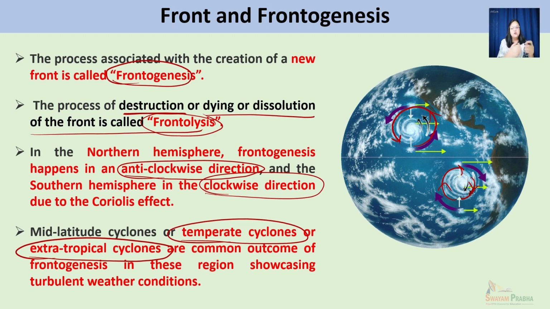So these are the outcome of the process of frontogenesis in these temperate regions, and these particular regions showcase very turbulent weather conditions with torrential rainfall, with extreme climatic conditions, extremely cold and warm time periods, and varying wind velocity also. So extremely turbulent weather conditions may exist in these regions due to the formation of fronts and due to the outcome of the existing cyclonic activity in these regions.